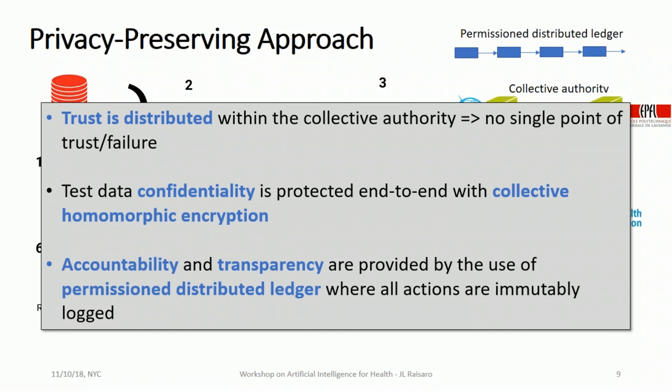So ideally what we want to provide by using this kind of privacy enhancing technologies are the following features. We don't want to rely on a single authority for the protection of the data. That's why we want to use this notion of collective authority to have trust distribution. And we will be able to provide end-to-end confidentiality thanks to homomorphic encryption, and accountability and transparency, because every operation that we perform will be logged on the blockchain and can be looked at by anybody involved in the system.